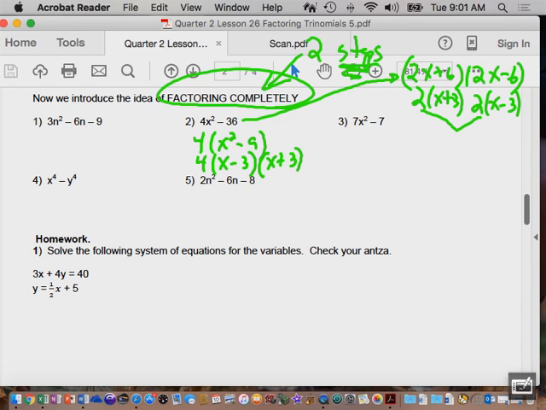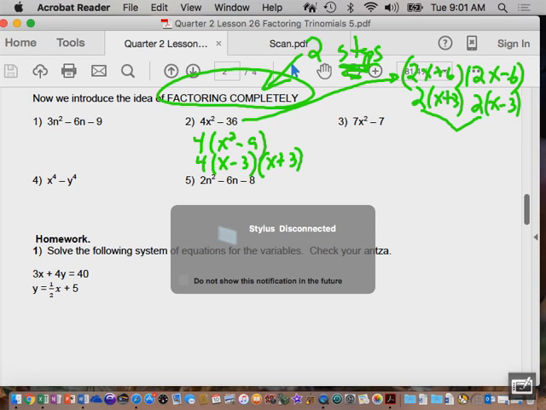So the easier way, by far, to do this is to always first look for the greatest common factor, get that out of there, and then look to factor it, okay? Try numbers 1 and 3.